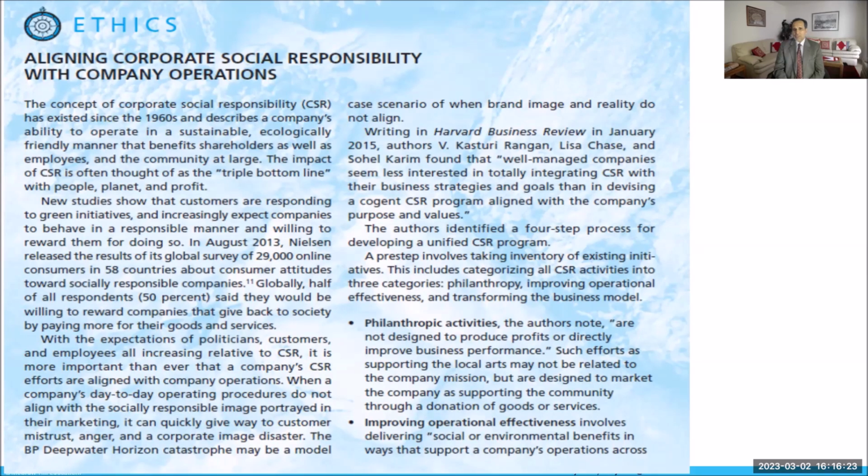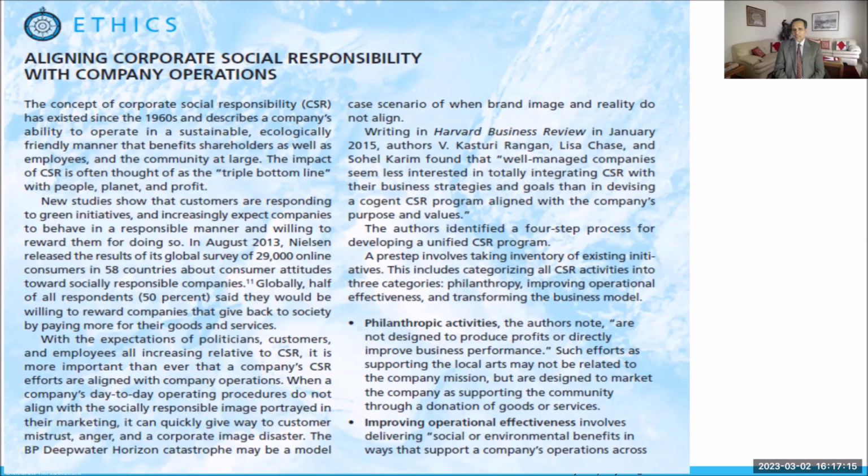A pre-step involves taking inventory of existing activities, which includes categorizing all of your corporate social responsibility activities into 3 categories: philanthropy, improving operational effectiveness, and transforming the business model. In terms of philanthropic activities, the authors wrote that they are not designed to produce profits or directly improve business performance. Such efforts as supporting the local arts may not be related to company mission, but they're designed to market the company as supporting the community through a donation of goods and services.